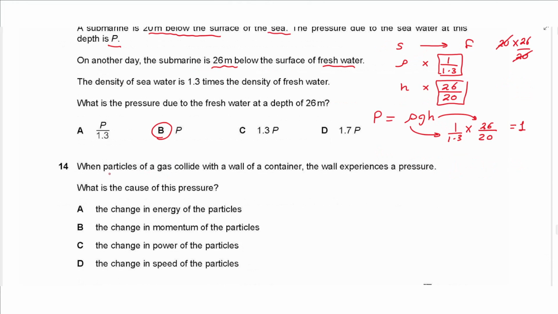Question 14 says, when particles of a gas collide with the wall of a container, the wall experiences a pressure. What is the cause of this pressure? So is it the change in energy of the particles, the change in momentum of the particles? Yes, the change in momentum exerts a force which causes a pressure, so the answer is B.